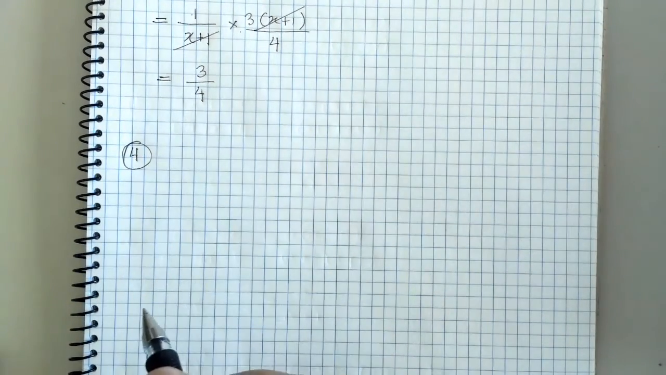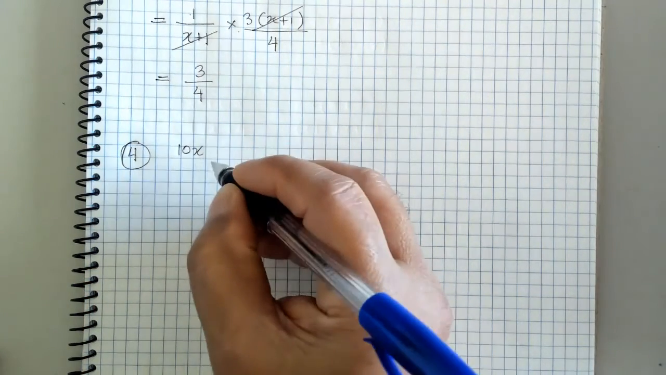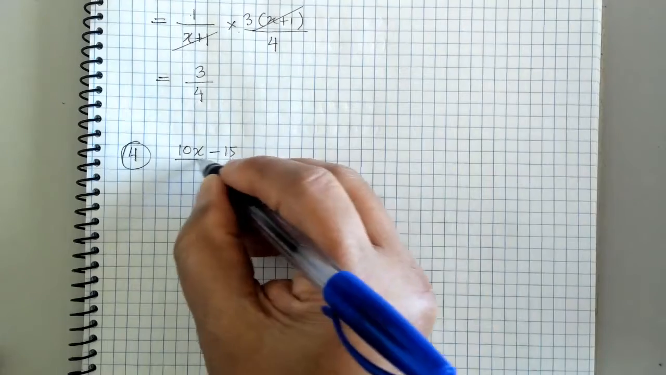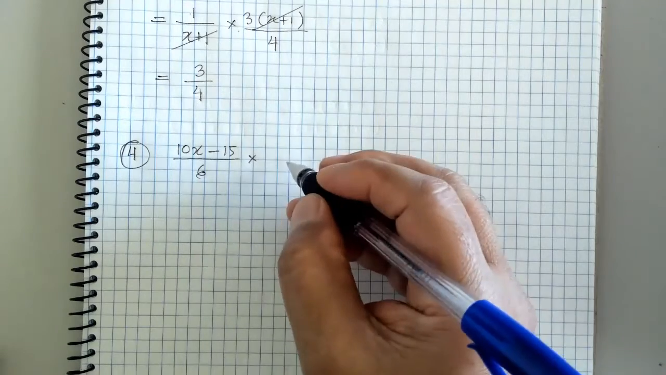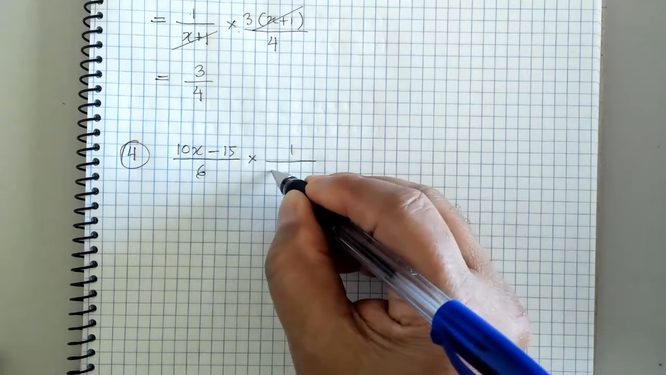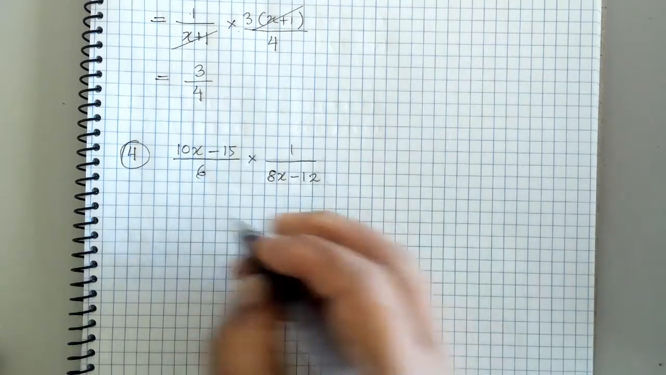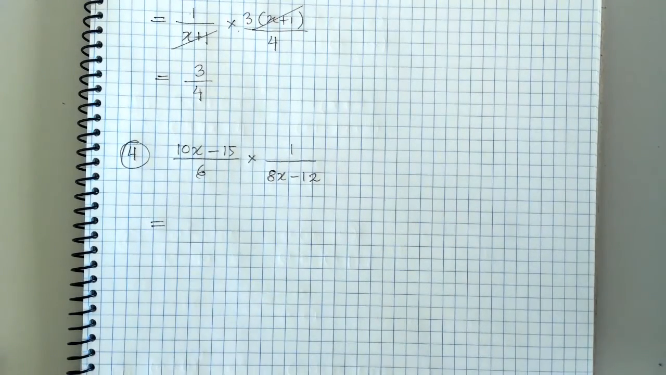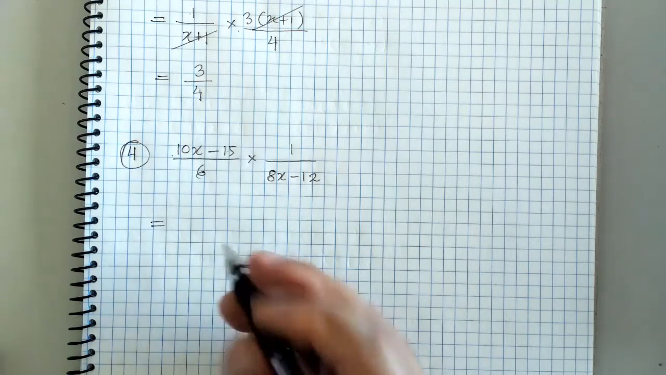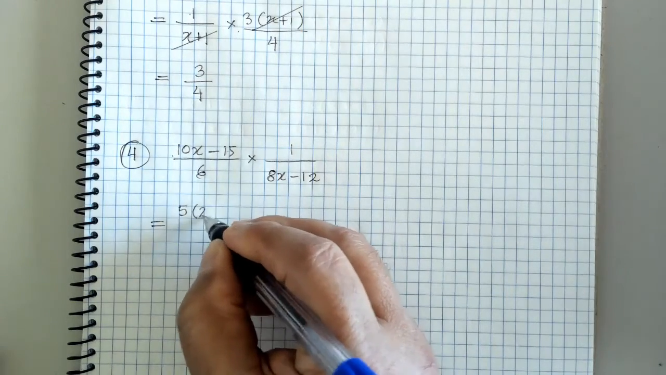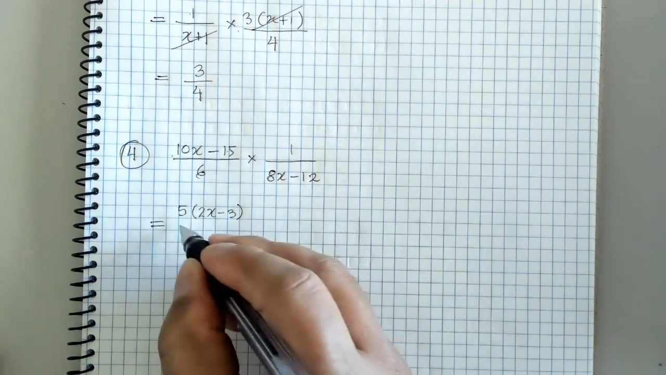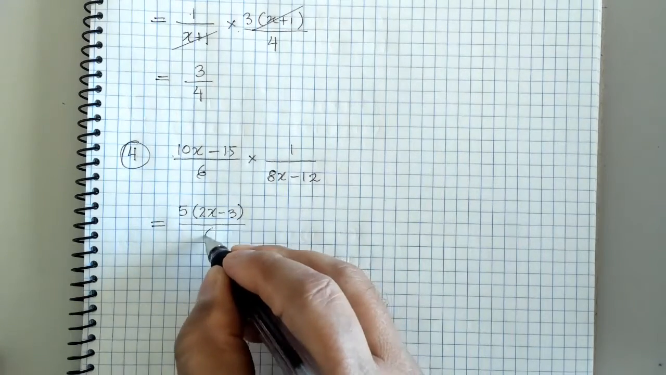Question 4. Let's say you have 10x minus 15 divided by 6, and then multiply by 1 over 8x minus 12. The highest common factor between 10 and 15 is 5, and the other factor is going to be 2x minus 3, and then you divide that by 6.